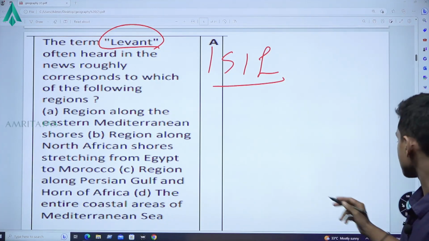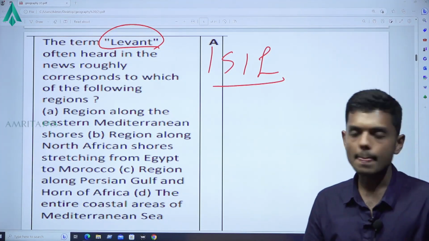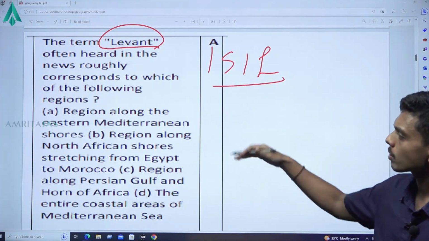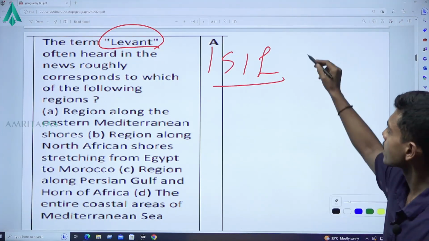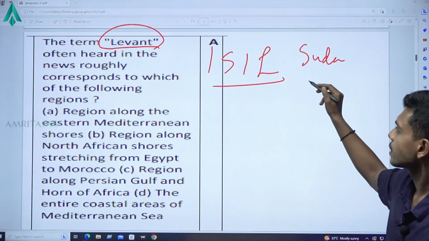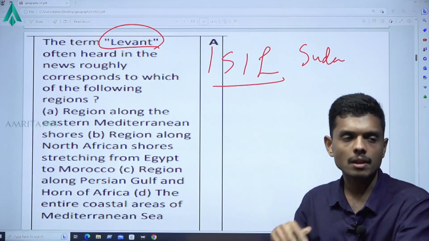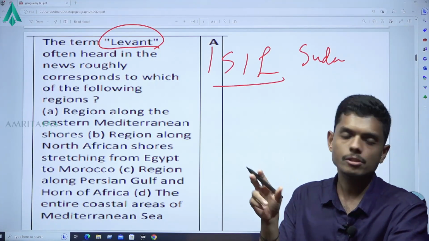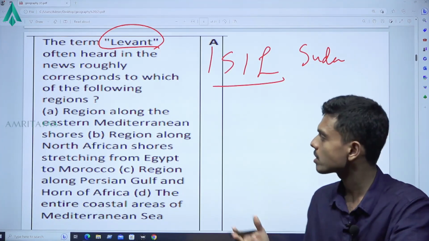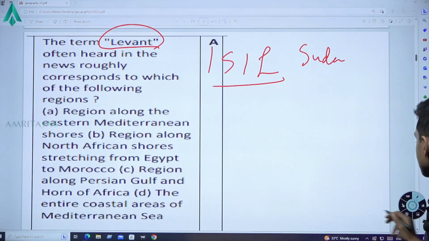Basically, these are regions where there are so many conflicts happening. So you should know about African countries also. This year they can ask about Sudan, South Sudan, Ethiopia, all these places where there are clashes happening, and also the major cities. Okay, Boko Haram was asked earlier, so all these things related to these places.